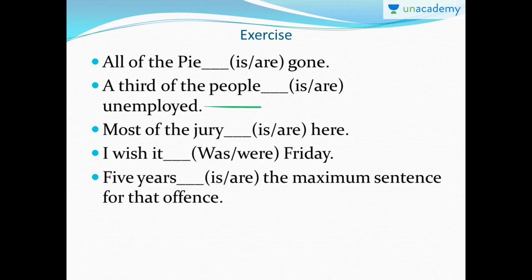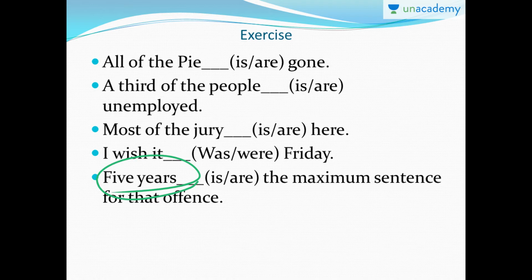All right. Next one. I wish it dash Friday. I wish it were Friday. So usually we will say it was Friday, but since it is a wish, we use were. I wish it were Friday. Okay. Next one. 5 years dash the maximum sentence for that offense. 5 years is the maximum sentence for that offense because we're talking about the time period. We consider it to be one single unit. So we take a singular verb.